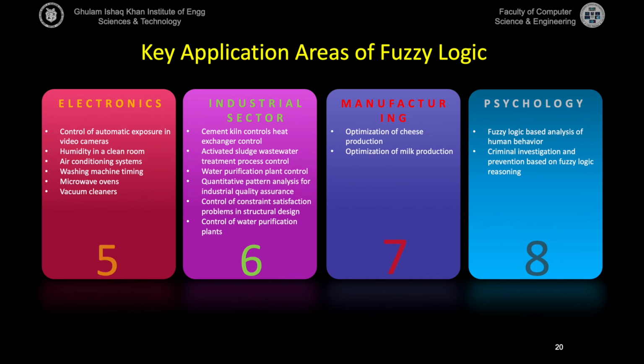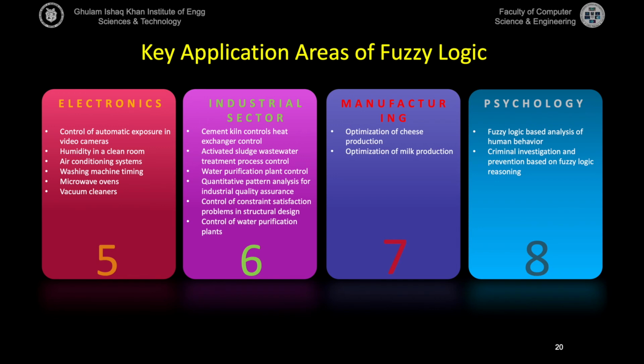We saw an example of how they have been used in electronics in a room cooler in this lecture. But there are many other important usages as well, for example in electronics directly: control of automatic exposure in video cameras, humidity in a clean room, air conditioning systems, washing machine timing, microwave ovens, vacuum cleaners, and so on. So they have been used in a lot of different electronic equipment that is especially available to us as consumers. That is where they are directly being utilized, or where we can directly view them at work.